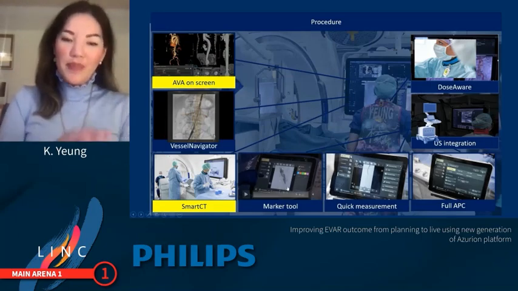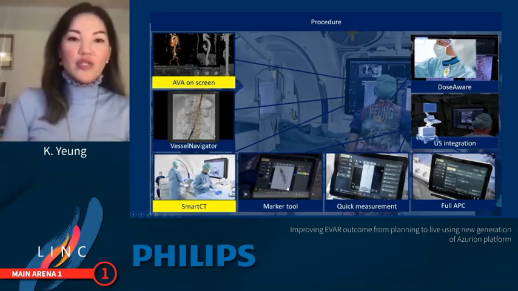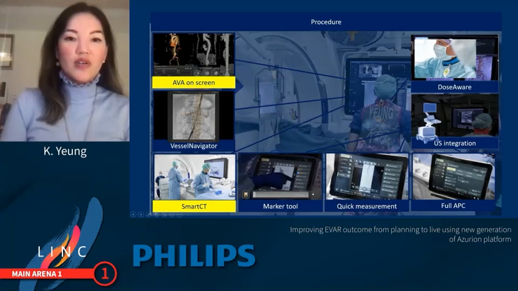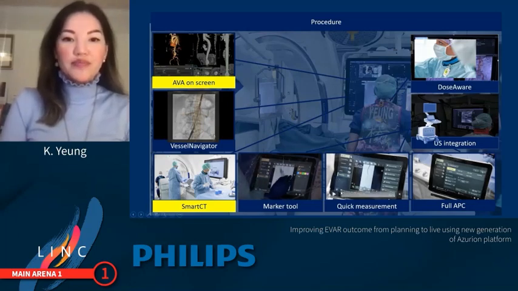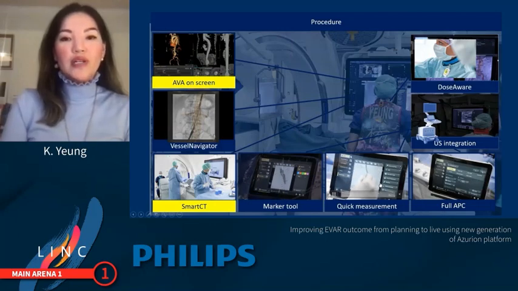And on your iPad screen, with an easy hand gesture, you can draw lines for your landing zone, or make an outer line where you have to place your stent graft. But also quick measurements are possible of your diameter or length of the stent graft that you need.